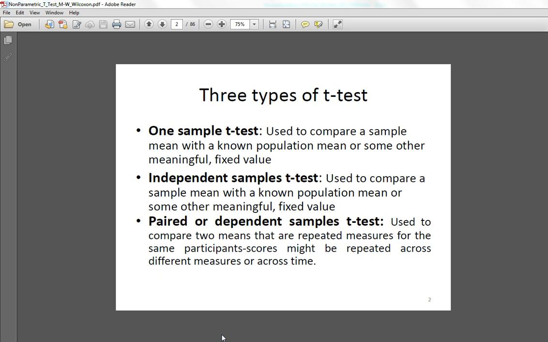Now, I got a lot of questions in the past, is it still legitimate if you are unable to pair the scores of your participants in a pre and post test research design?